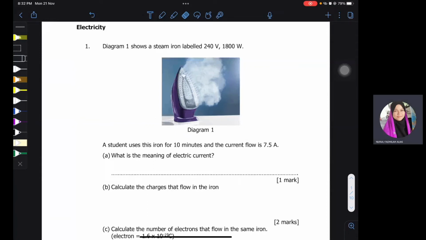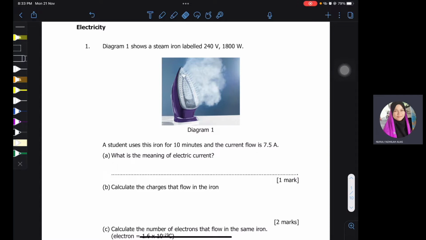The first question. Okay, topic electricity. Diagram 1 shows a steam iron labeled 240 volt, 1800 watts. The student uses this iron for 10 minutes and the current flow is 7.5 ampere. What is the meaning of electric current?